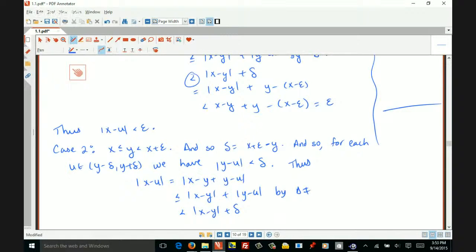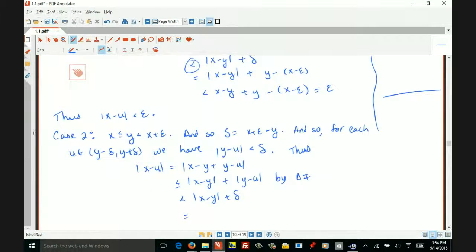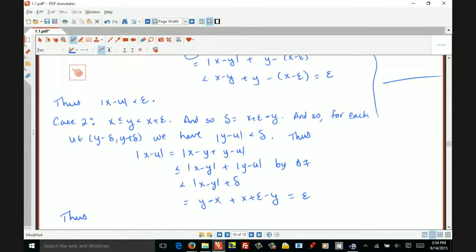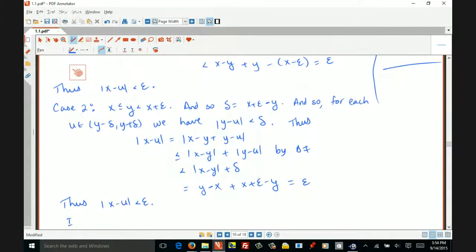And now tell me about x minus y. If y is bigger than x, then what's the absolute value of x minus y equal to? It would be y minus x, right? And delta is equal to x plus epsilon minus y. Actually, cancel. You're left with epsilon. Thus, x minus u is less than epsilon. Now, our conclusions. In both cases, x minus u is less than epsilon.